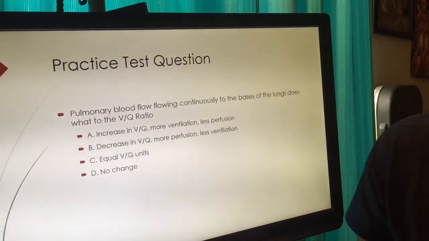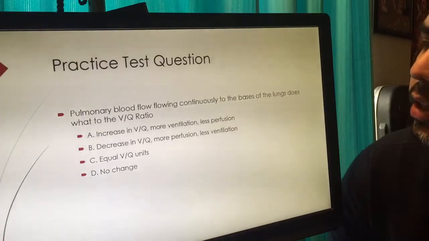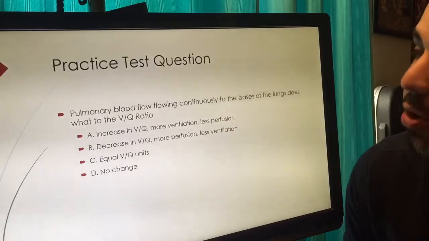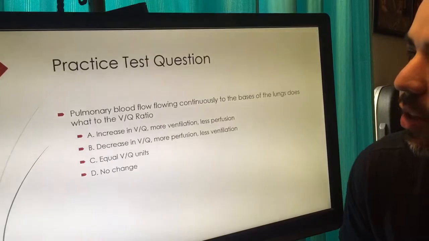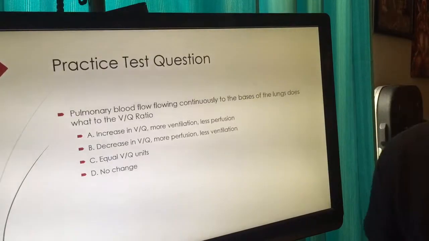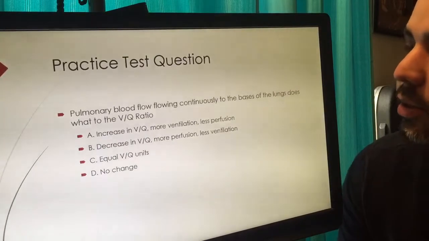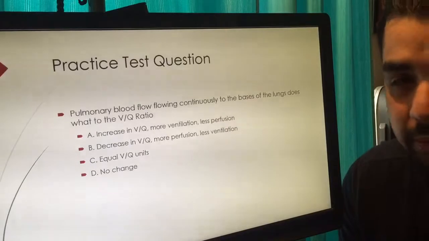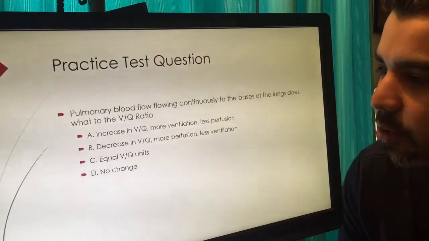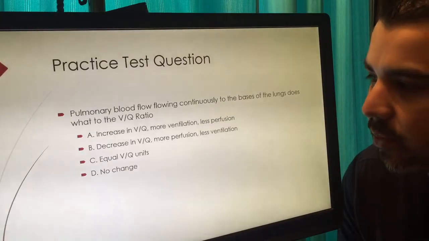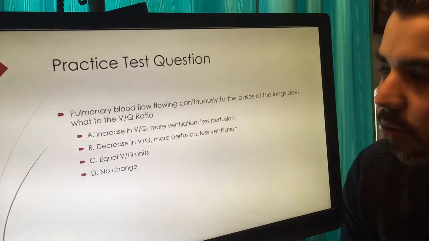And last would be our practice. The last practice test question we got here is pulmonary. It says pulmonary blood flow flowing continuously to the bases of the lung does what to the VQ ratio? So let's look at that again. Pulmonary blood flow flowing continuously to the bases of the lungs does what to the VQ ratio? Will it increase in VQ? More ventilation, less perfusion? Will it decrease in VQ? More perfusion, less ventilation? Or equal VQ units, or no change?